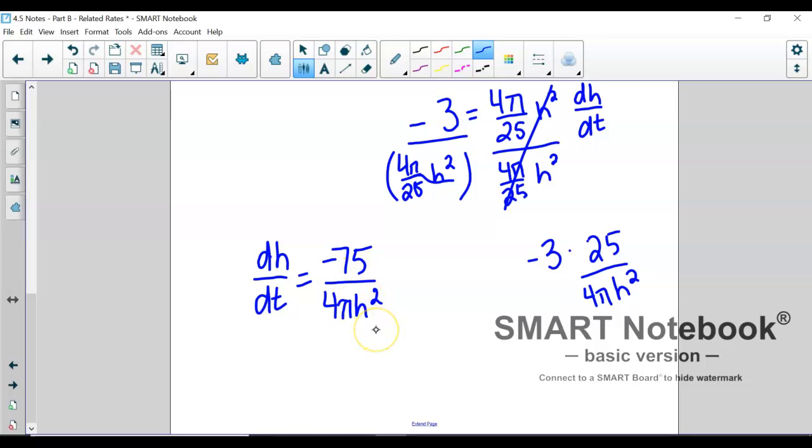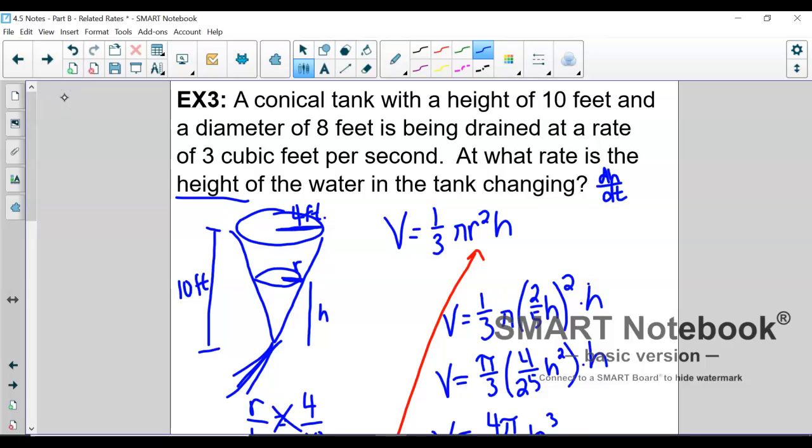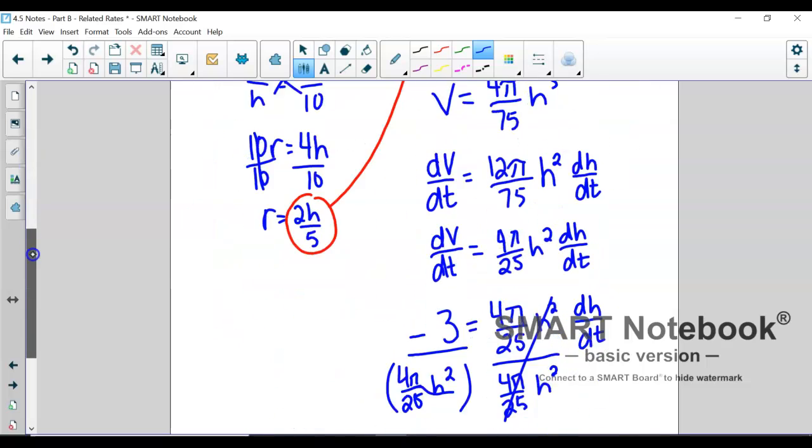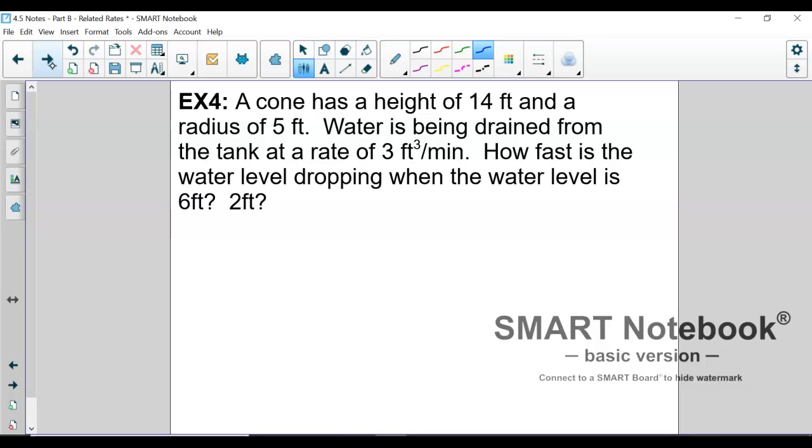You would have to know the height at whatever given time. This particular question did not give you the height. It gave you the height of the tank, but it didn't tell you what time you're looking at here. So if they asked the question, at what rate is the height of the water in the tank changing when the height is 3 feet, then you would just plug 3 in for your h here. So that is what you would do for that. All right, so let's do our last one.